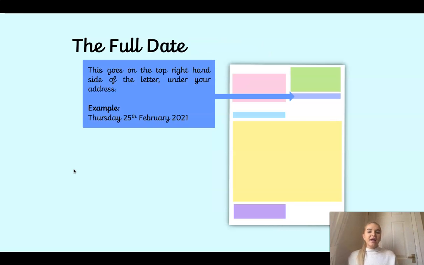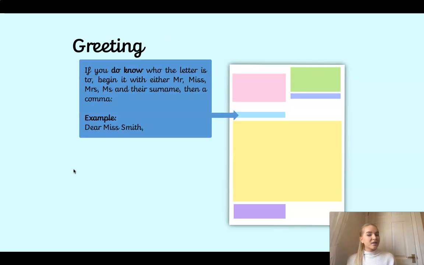Super. Now underneath your address, well our address, this is where you write the full date. So not just the short date like we do in maths, the full date, the day, the date, the month and the year. So Thursday, 25th of February, 2021. Next comes the greeting. Now, if you don't know who the letter is to, you begin it with either Mr., Miss, Mrs. or Ms and their surname and then a comma.